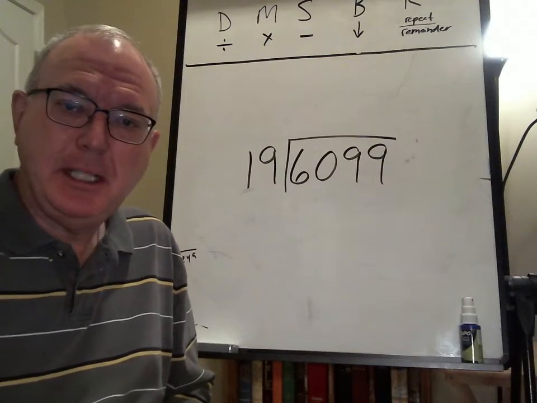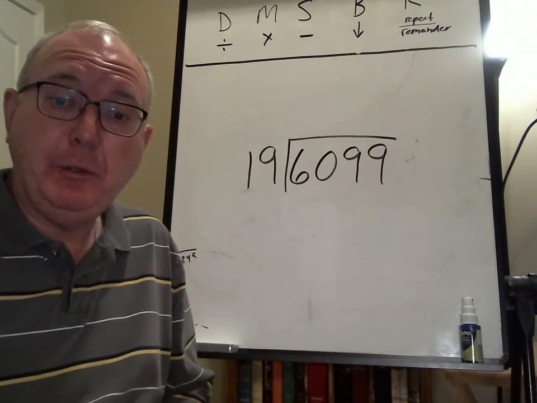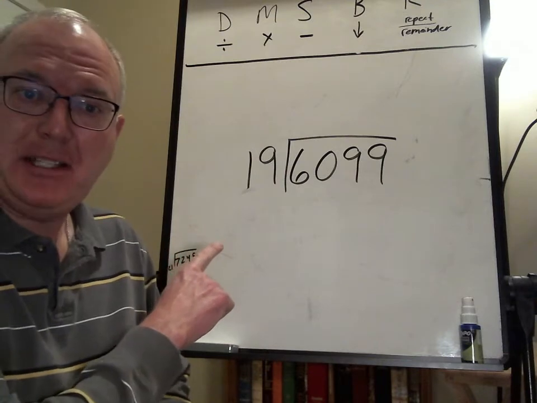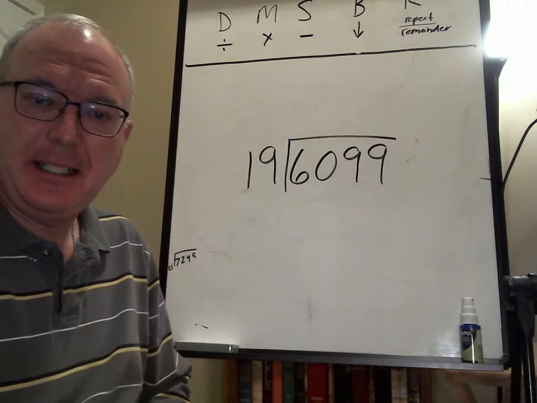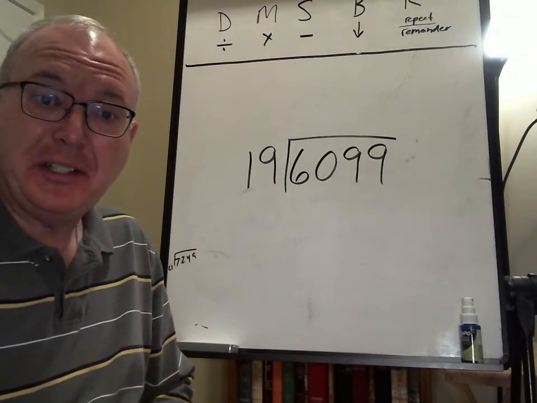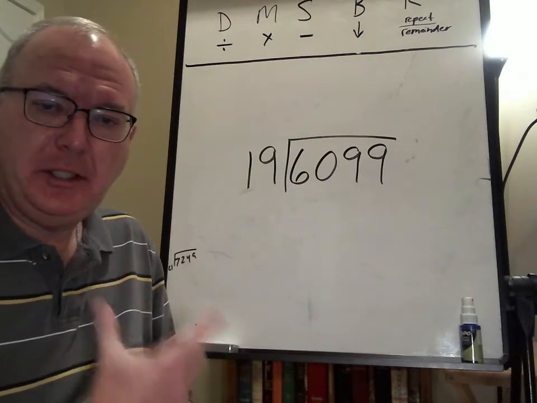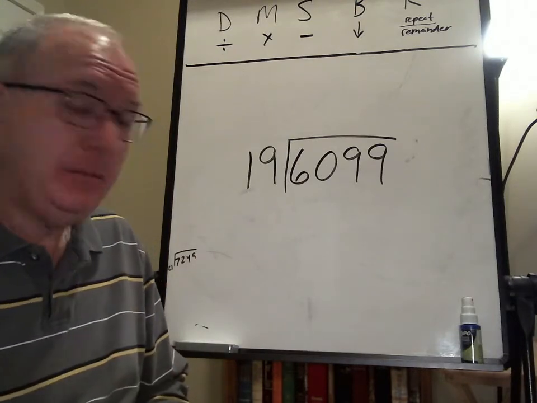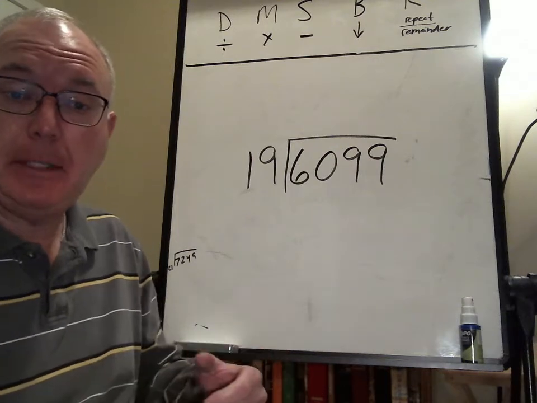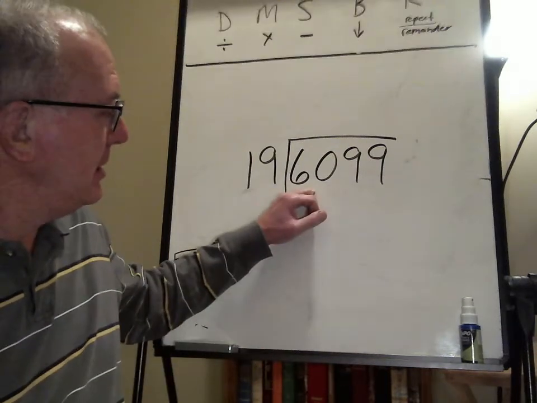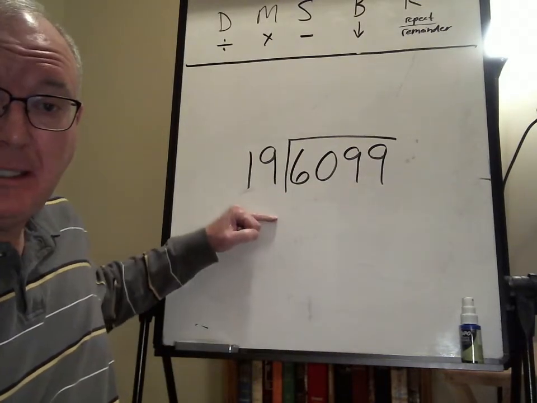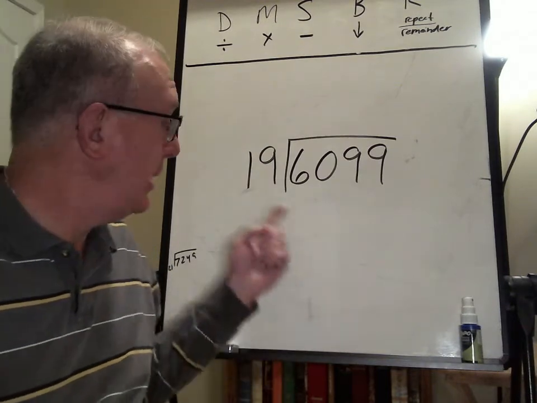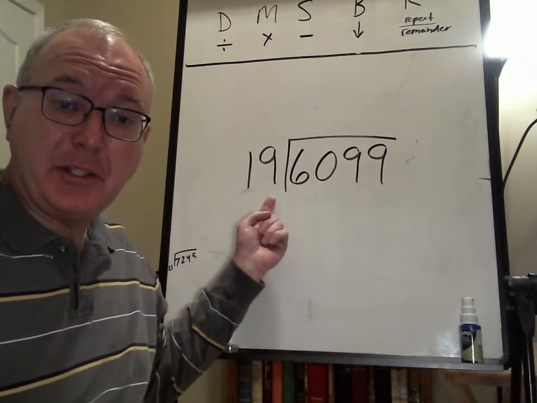Good morning, kids. Today we're going to look at a few of these fancy division equations here. Looks pretty hard, doesn't it? It's really not. You just have to look at this a little bit differently than what we've been looking at, okay? This is 6,099 divided by 19. And we're not used to dividing by a two-digit divisor, right?